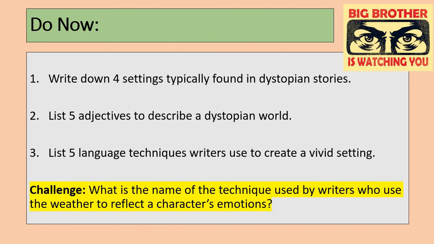So P-A-T-H-E-T-I-C, pathetic, and then fallacy, F-A-L-L-A-C-Y, and then put the description that a writer uses this technique when they want the weather to reflect a character's emotions. It's a really nice one to use, especially when we're trying to write our own setting for such a sort of fiction.